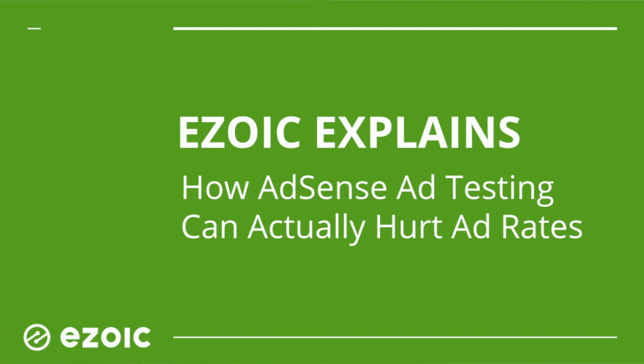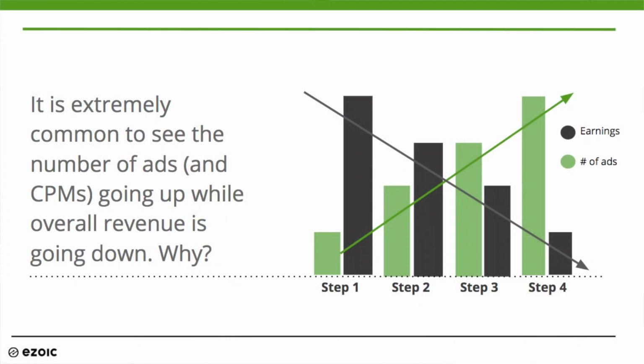Today we're going to talk a little bit about how AdSense ad testing can actually hurt your ad rates. This is actually something really common. We've noticed that over time it's not uncommon to see publishers start testing ads, and while their CPMs are going up, overall revenue is going down. This trends over the long term, and it's not something you necessarily see on a day-to-day basis. So I'm going to explain a little bit about how this works and how you can prevent this from happening.